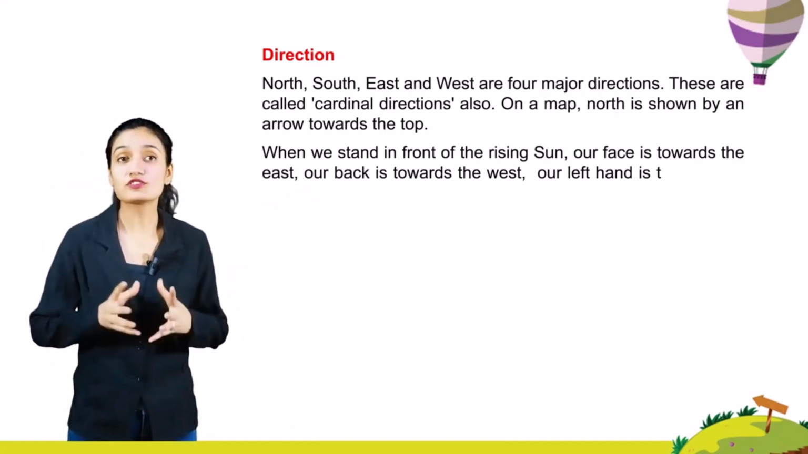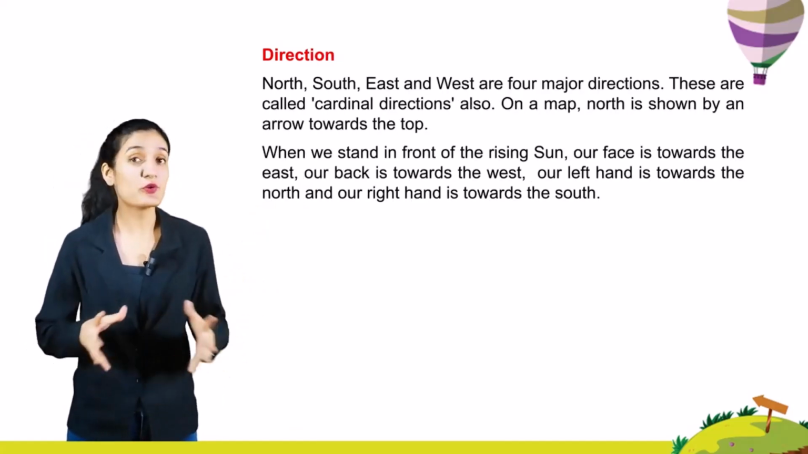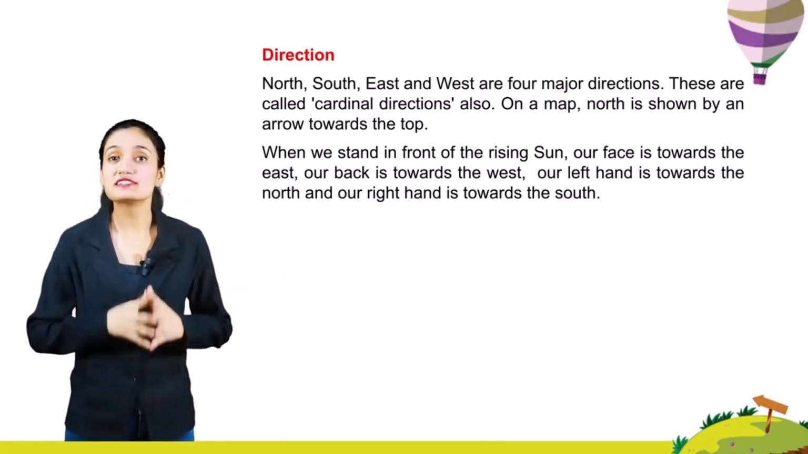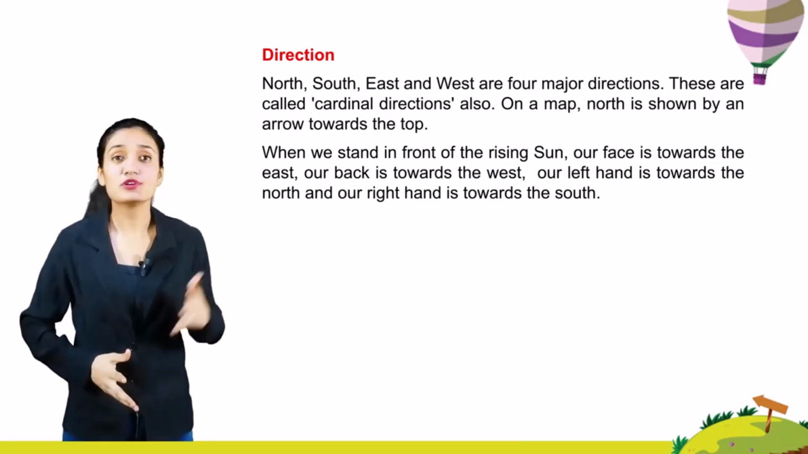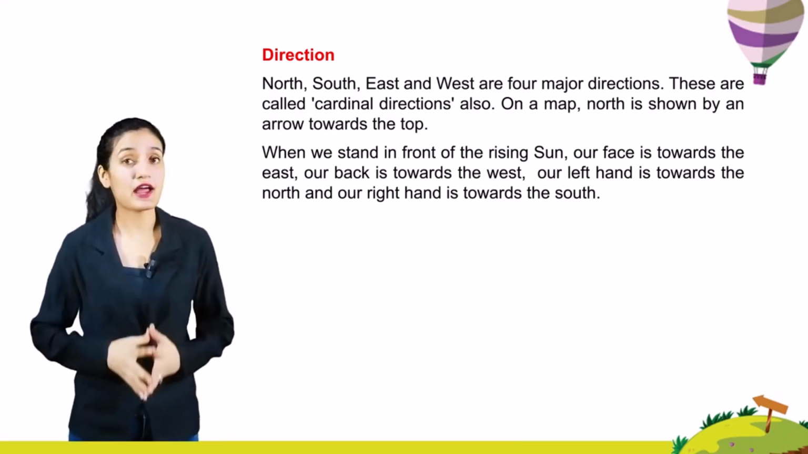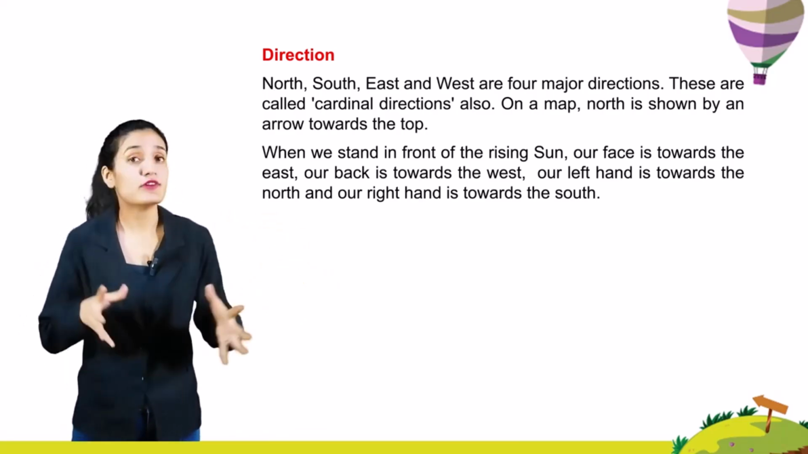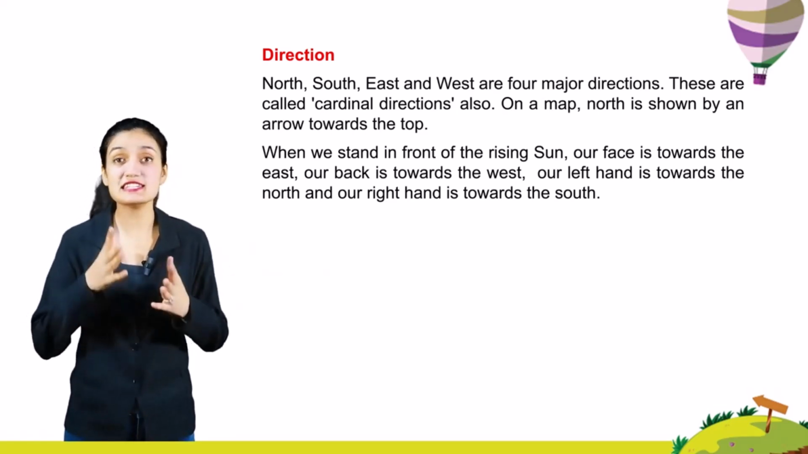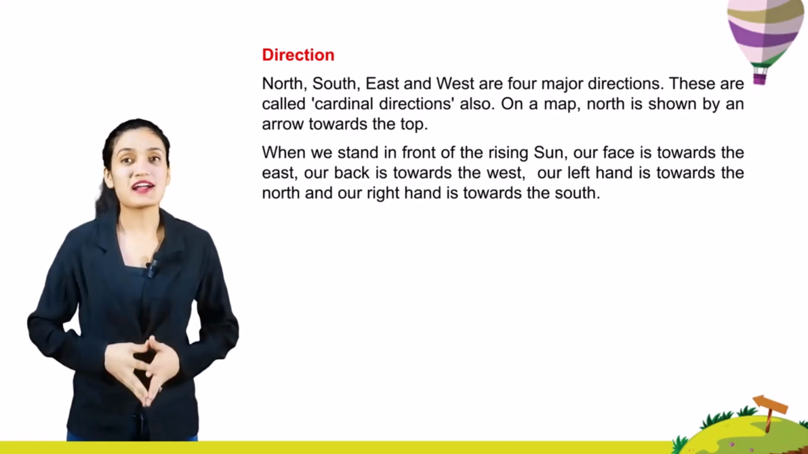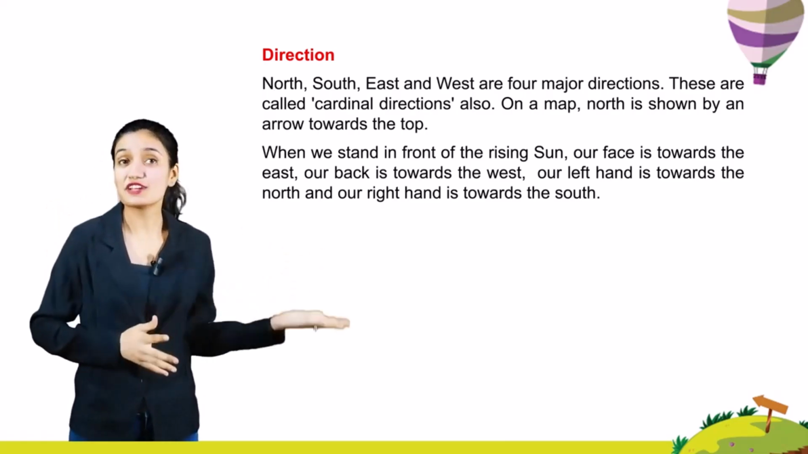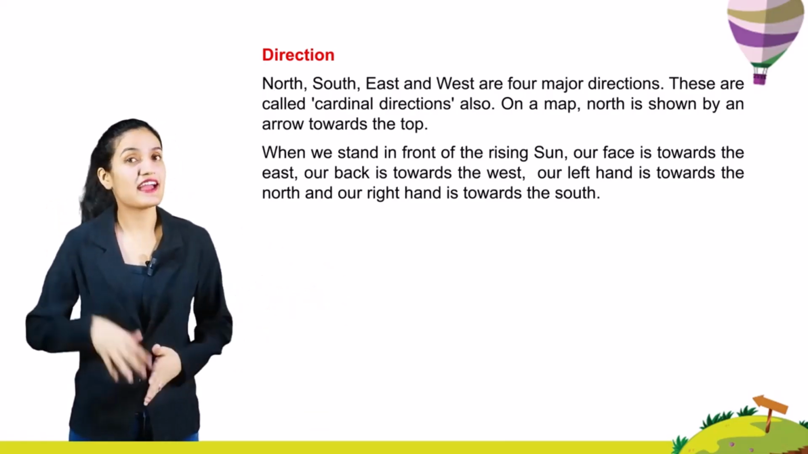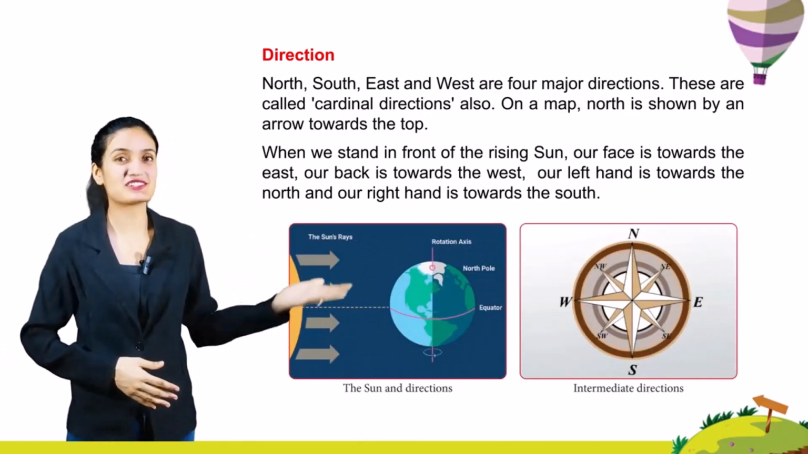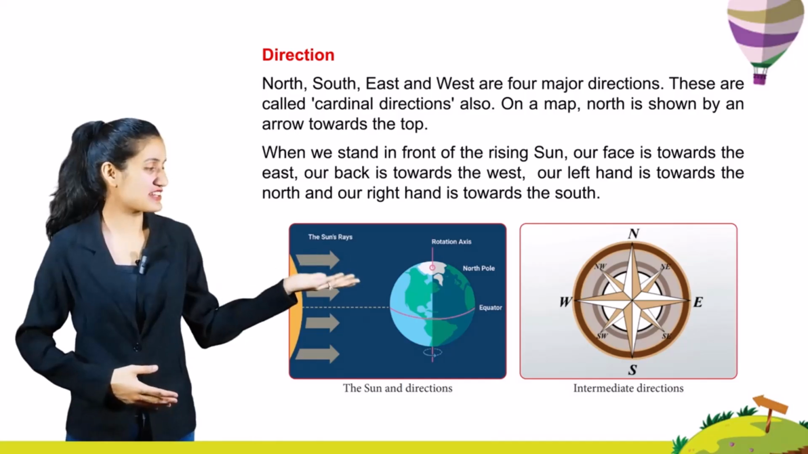Direction. North, south, east and west are four major directions. These are also called cardinal directions. On a map, north is shown by an arrow towards the top. When we stand in front of the rising sun, our face is towards the east. Our back is towards the west. Our left hand is towards the north and our right hand is towards the south. Here you can see the picture, the sun and the direction.